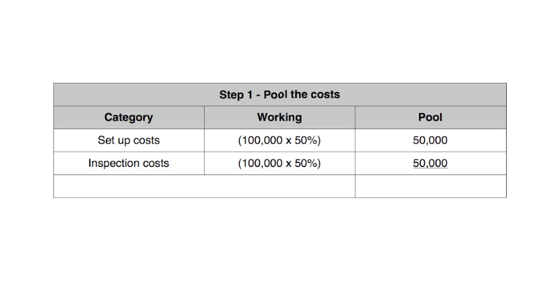Now, whenever you get a more complex question than this, you might have made a little mistake in there. So just check that you've got your total overheads in your pools. So add up your cost pools to check that they add up to your total overheads, which in this case were 100,000. And we can see there that that is correct. So let's move on to step 2 in calculating our cost per driver.